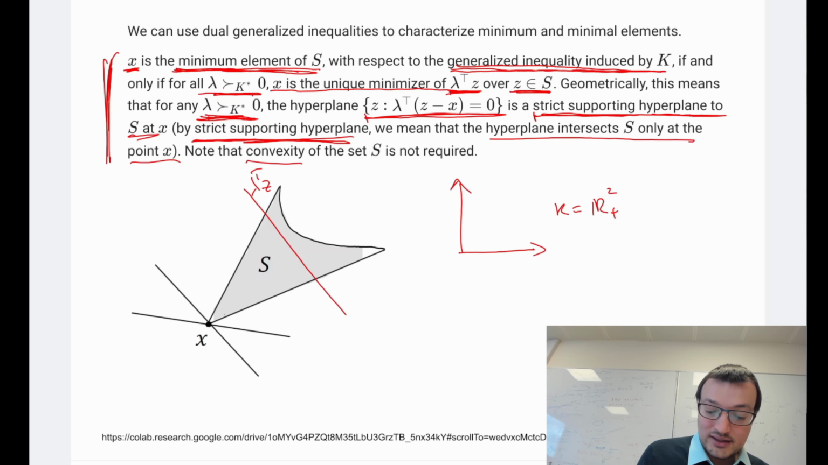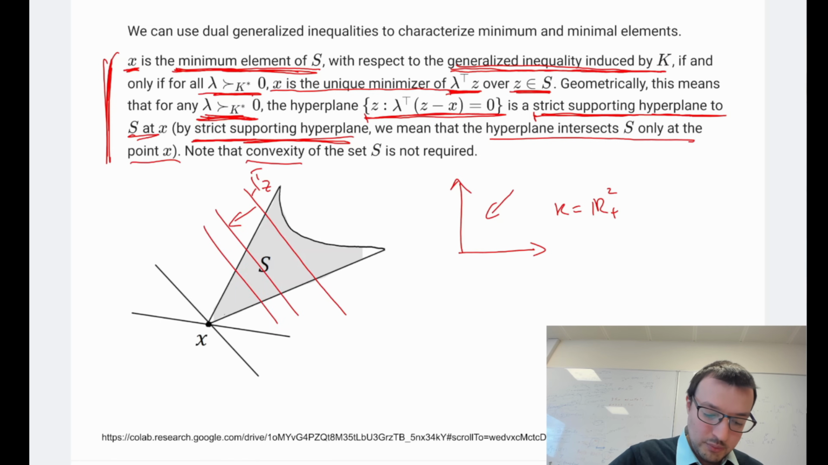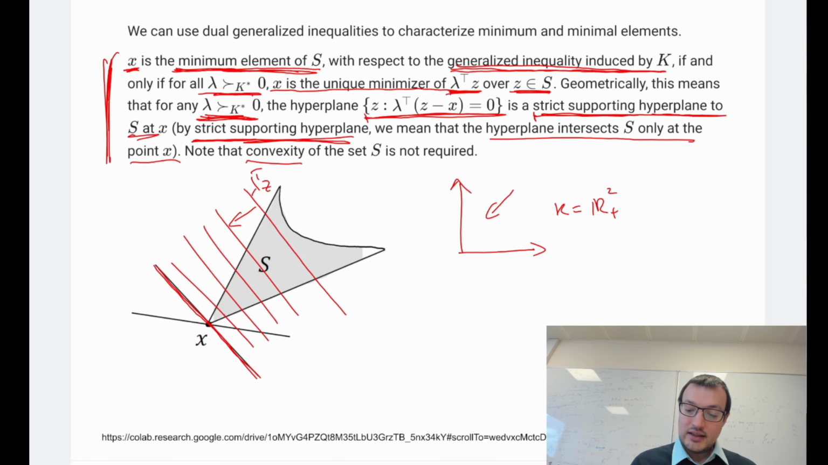That means that if we want to minimize this hyperplane with respect to the points of S, with respect to the R plus cone, then we want to push this hyperplane in this direction, because as we move it in this direction, we are minimizing with respect to this cone. So we push, and we end up with this hyperplane here, and we see that this is the unique minimizer of this minimization.